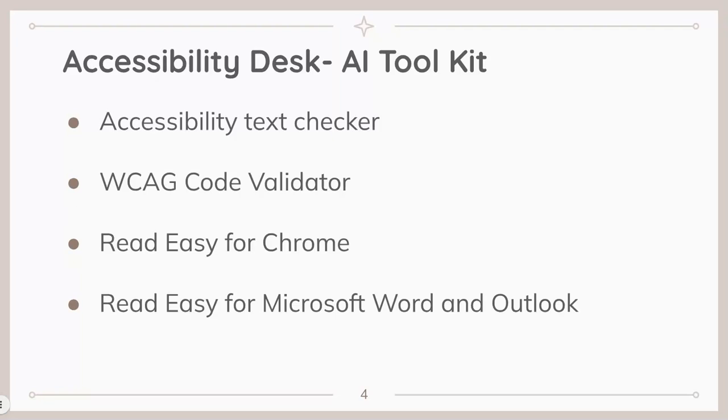Accessibility Desk has an AI toolkit where there are several options listed for instructors and course designers. They have an accessibility text checker that uses AI to make sure that text is readable for students who use screen readers. There's also a WCAG code validator, which makes sure that web content is up to the WCAG guidelines. There's also Read Easy for Chrome, which can read content to students who need it, and Read Easy for Microsoft Word and Outlook, which is for people who create things to make sure that their content is accessible for all people.